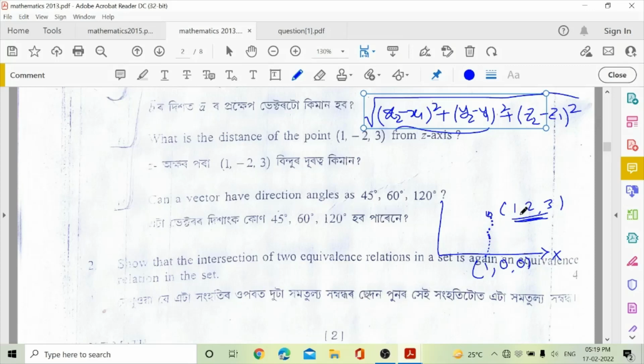Obviously, x2 minus x1, y2 minus y1, z2 minus z1. Correct? Suppose you have to find the distance of this point from the z-axis. Let us consider this point on the z-axis. So what is the coordinate of this point?